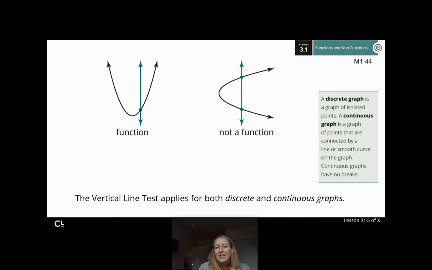A discrete graph is when we have isolated points. So they're not connected. It's just a bunch of little points, but you can see a pattern happening. So the vertical line test applies for both discrete and continuous graphs, whether you have a bunch of points or whether you have a line. That vertical line that you draw should only ever intersect once, never more.